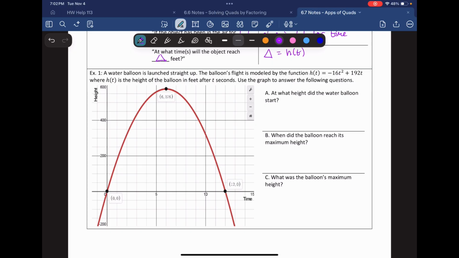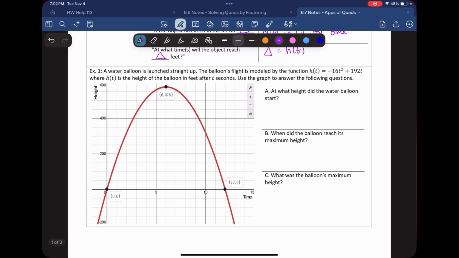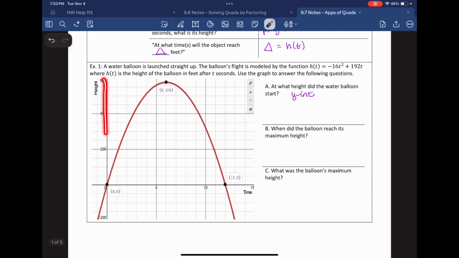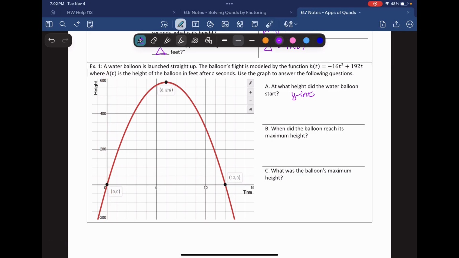All right, a water balloon is launched straight up. A balloon's flight is modeled by the function h of t, so that's the height, equals -16t squared plus 192t, where h of t is the height in feet, and t is in seconds. Use the graph to answer the following questions. So at what height did the water balloon start? Well, that's the y-intercept. So this is my y-axis, and I can see the y-intercept there.